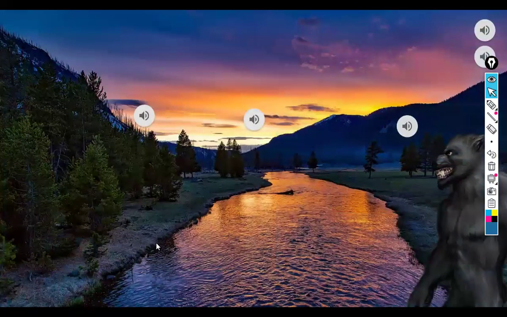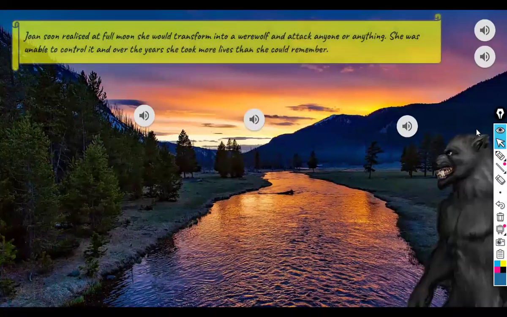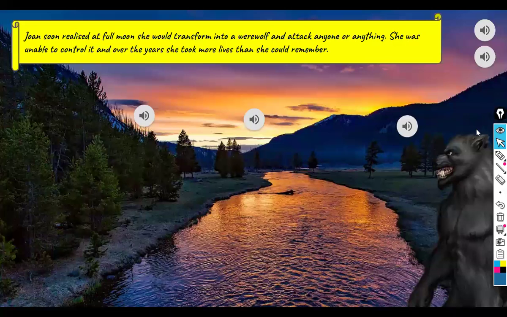All right, so let's see what's going on with Joanne here, right? Clearly not someone good to go camping with. So Joanne soon realized that full moon, she would transform into a werewolf and attack anyone or anything. She was unable to control it, and over the years, she took more lives than she could remember. All right. So let's see some of her victims here.